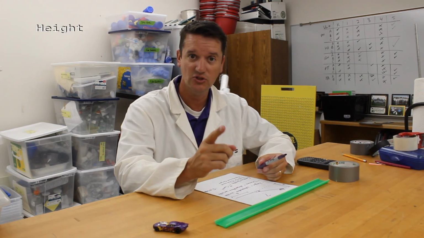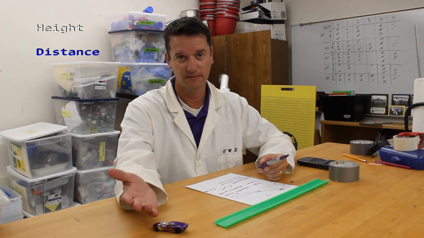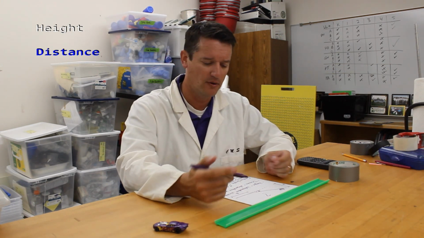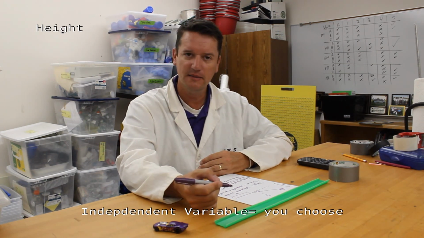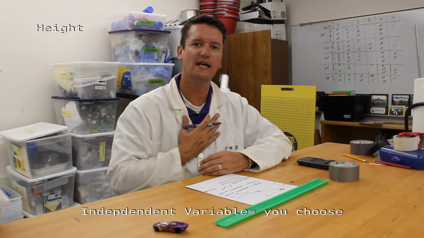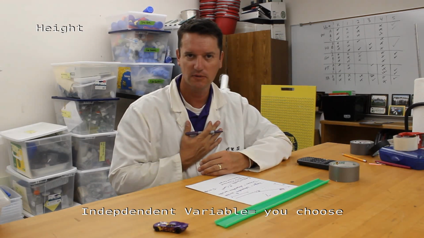Now, these are two variables that we're going to look at today. We're going to look at the height, we're going to change the height, and then we're going to see how the distance changes. When you pick a variable that you want to change, for us it's the height, we call that an independent variable. An independent variable is a variable that we decide. It's a variable that we change.